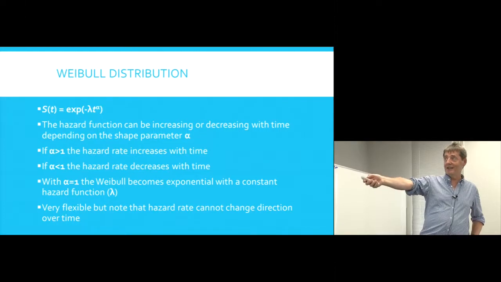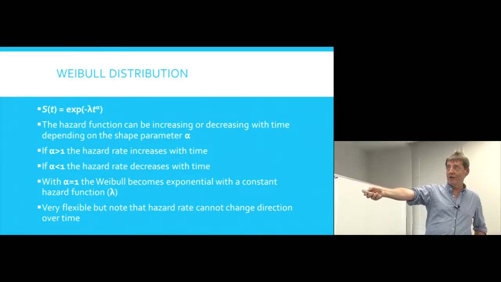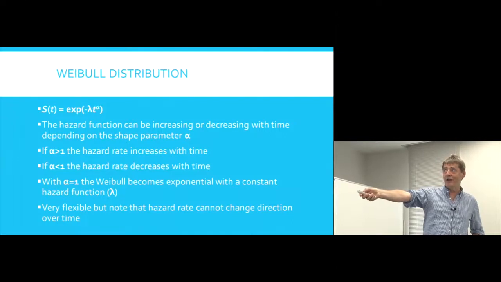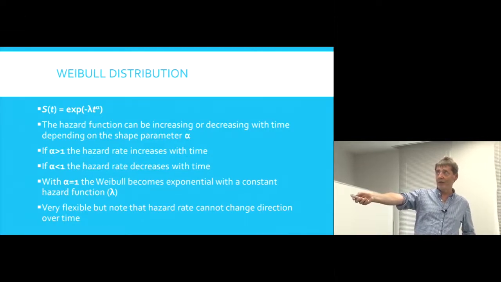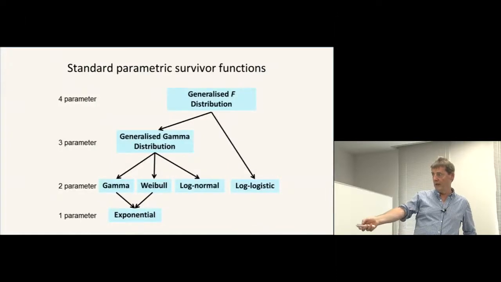So formally, it's a survival function. Survival is a function of time, and it's specified as the exponential of minus lambda times t to the alpha. So, as you can see, we've got two parameters, lambda and alpha. So Weibull was here, one of the two parameter models. Okay.